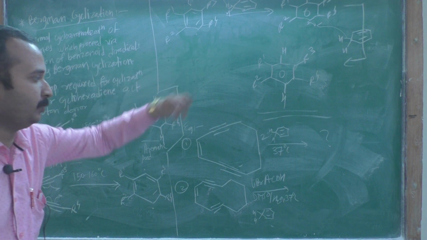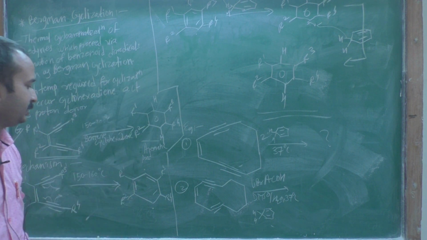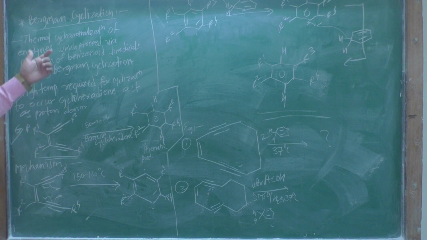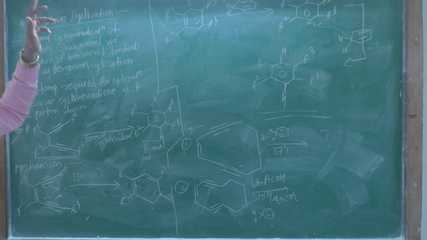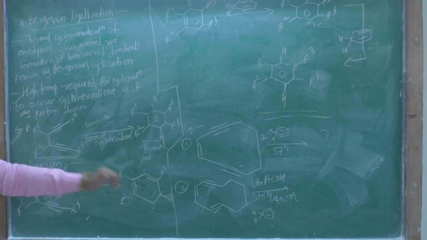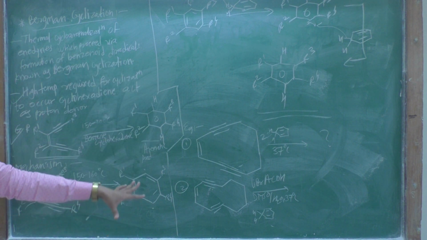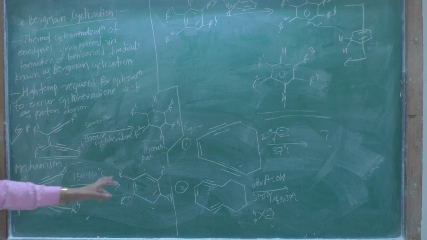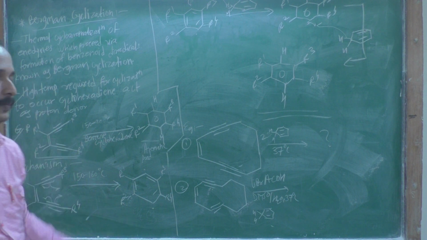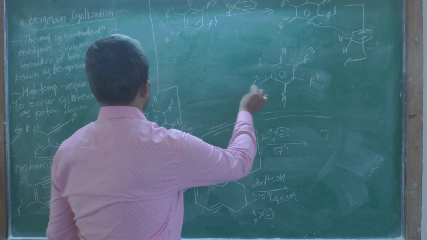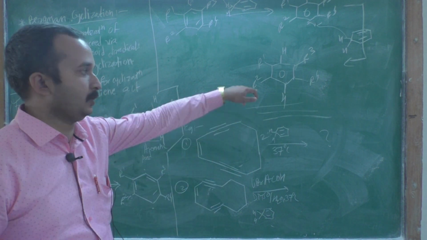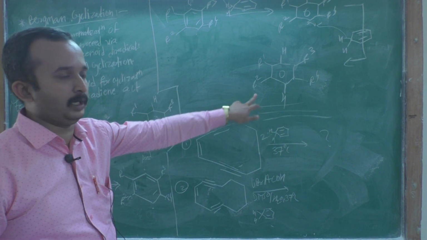Therefore, it is all about the Bergman cyclization reaction. It is a simple method: the thermal cycloaromatization of enediynes, which proceeds via the formation of a benzenoid diradical. Therefore, it is known as the Bergman cyclization reaction, and this is the thermal cycloaromatization product, and this is your example.